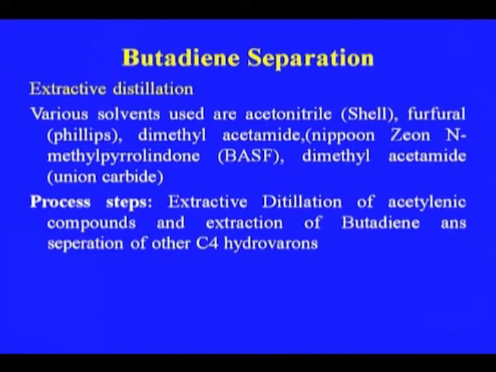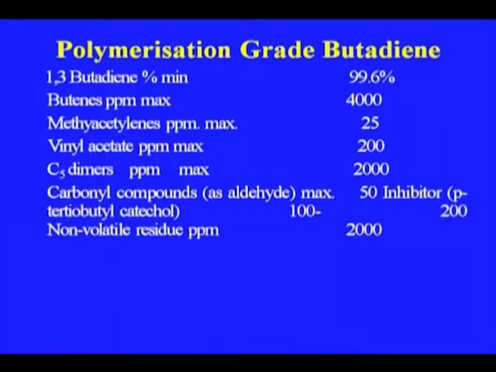Here the process steps are the extractive distillation of the acetylene compounds, extraction of the butadiene, and separation of the other C4 hydrocarbons. This is the process that we are using, and this is the requirement of the butadiene for the polymerization grade. So the impurities have to be removed.